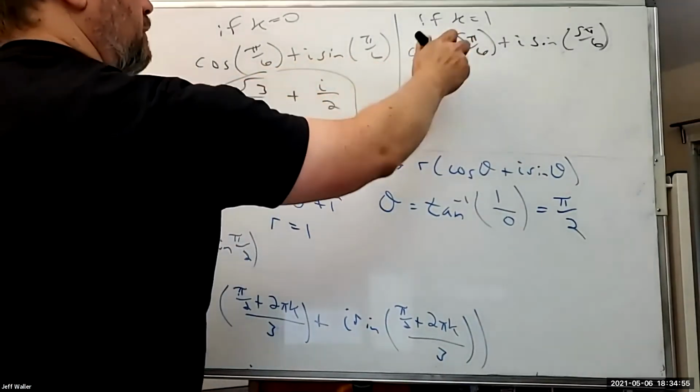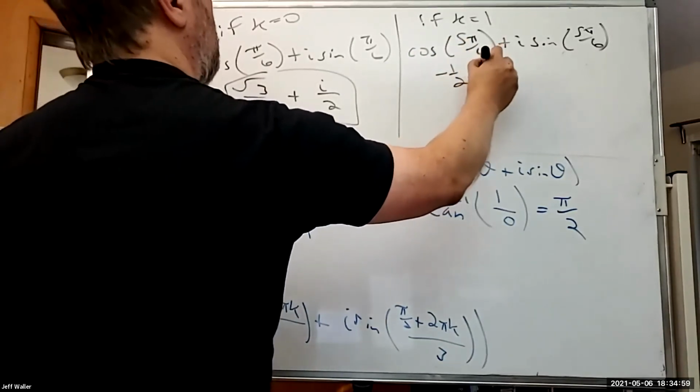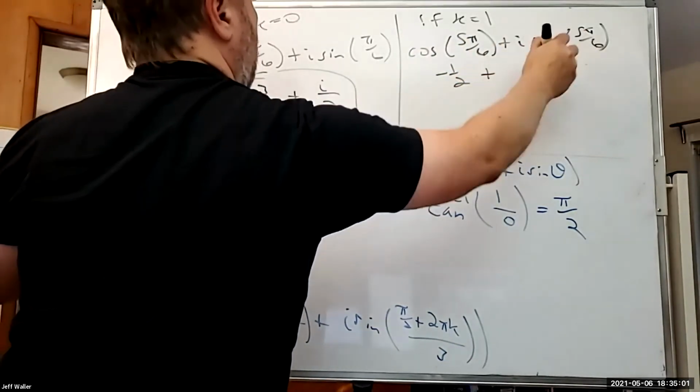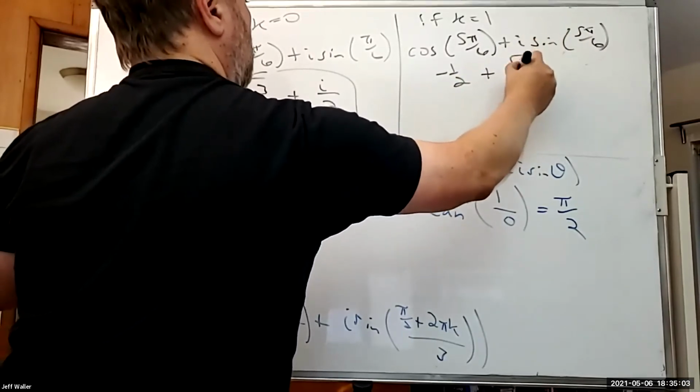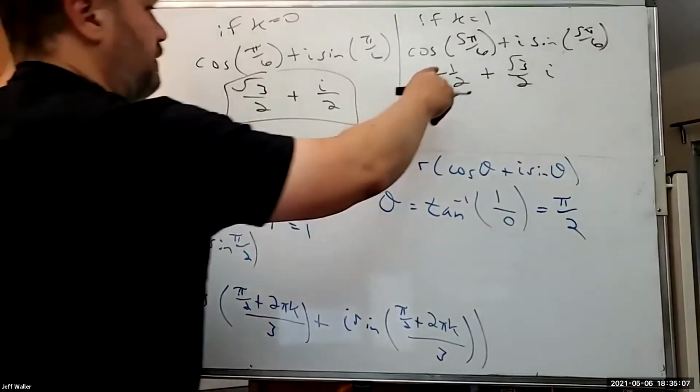Cosine of 5 pi over 6, just to cut to the chase, is negative 1/2, plus sine of 5 pi over 6 is root 3 over 2. Then the opposite.